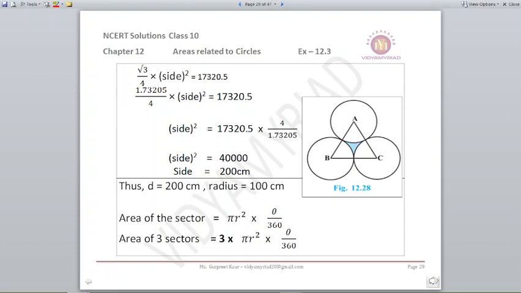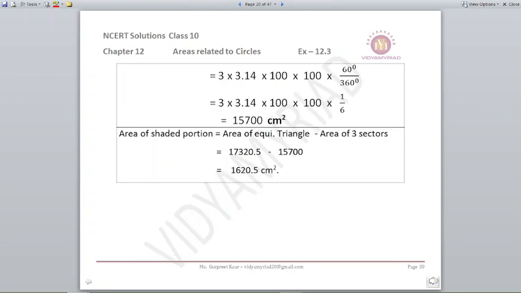Now there are three sectors. We know the sector formula, pi r square into theta upon 360. So it will be three sectors. So 3 into pi r square into theta upon 360. You know theta over here, it will be 60 degrees. Pi to be taken as 3.14. Radius is 100. Putting this value, we get 15700 centimeters square.